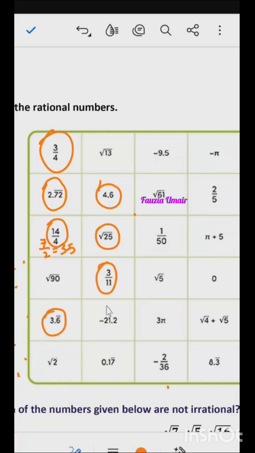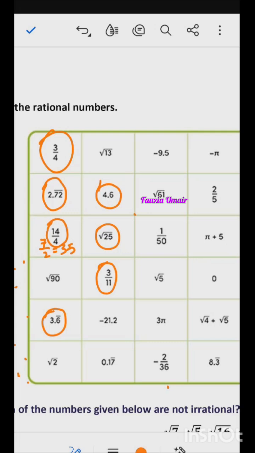What do you think this number is? Haris, beta, you need to answer the questions. There are so many numbers. Sameer, Narmeen, and Fatima, beta, you need to answer. Keep answering the questions so that I know that you are able to understand.